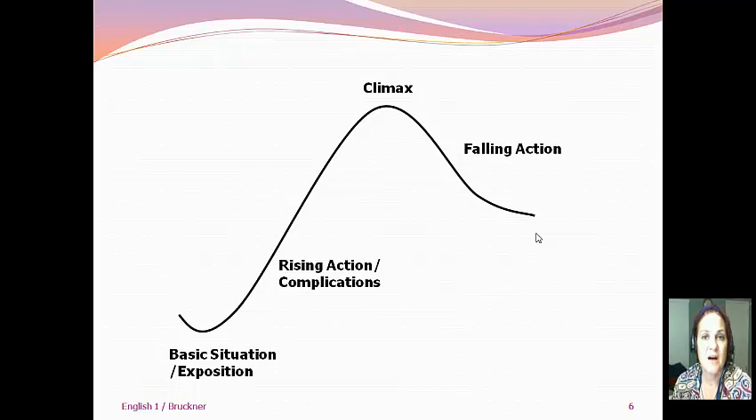Then we have our falling action, which is all the events that happen between the climax and the resolution. It can be long in some stories, it can be short in other stories, it can be non-existent. Then our resolution is the absolute end of the story, when the outcome is for sure and we know what's going to happen to our main character. It's also called dénouement in the French. Okay, so this is our American short story structure.